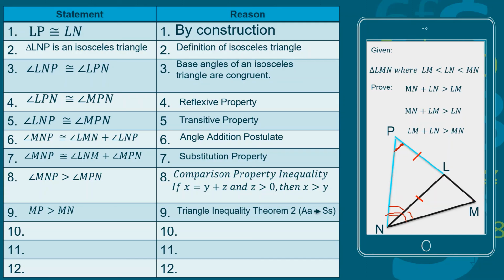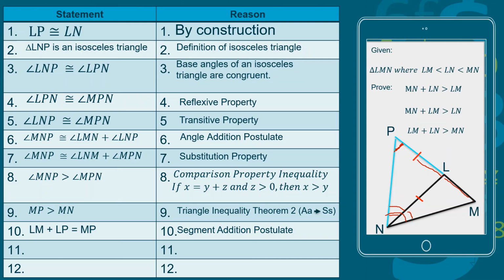And for statement number 10, what operation involving LM and LP can you write? Okay, so what do we have in the operation of LM and LP? Okay, so this is LM, this is LP. So when we combine them, we can write that LM plus LP is equal to MP, and that is by segment addition postulate.